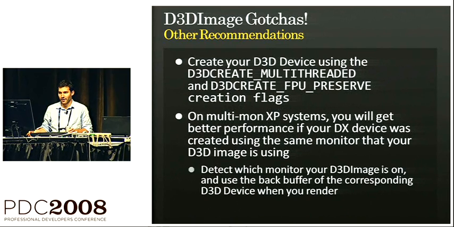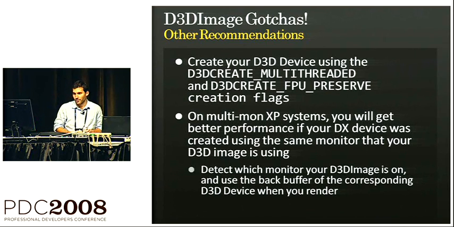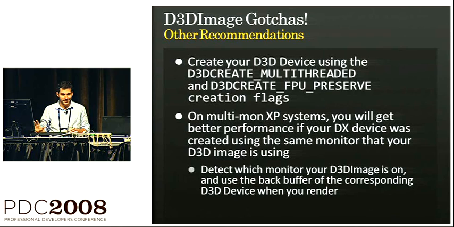You should set the FPU preserve creation flag, because otherwise we can run into precision issues where the FPU precision is different between us using D3D and you using D3D. On multi-mon XP systems, something else to think about is when you create your D3D device, you're basically giving it monitor affinity. I think there's a creation flag that you give it. And so on XP, it's very expensive to render to, let's say, your primary monitor and then copy those bits to your other monitor when it's actually time to draw the D3D image.